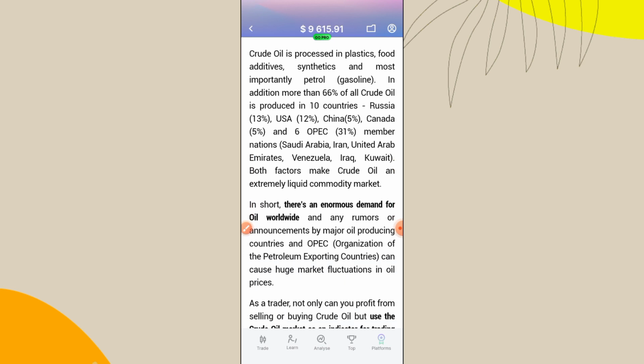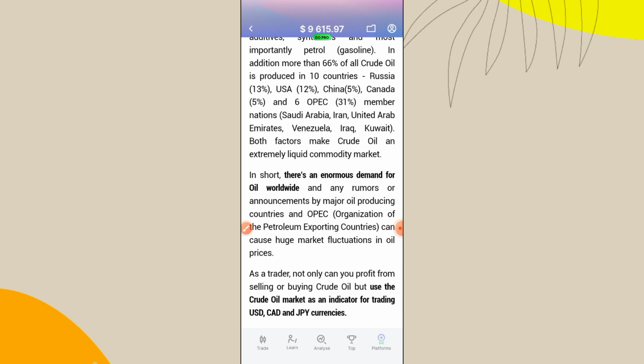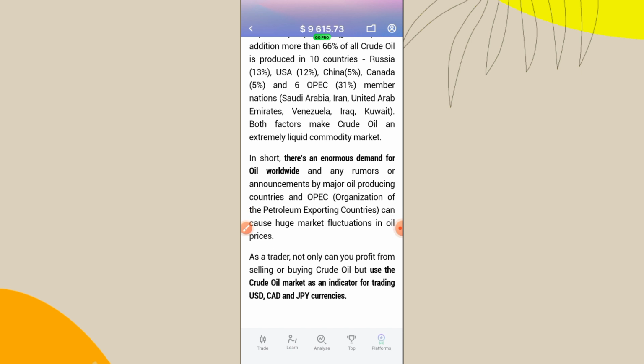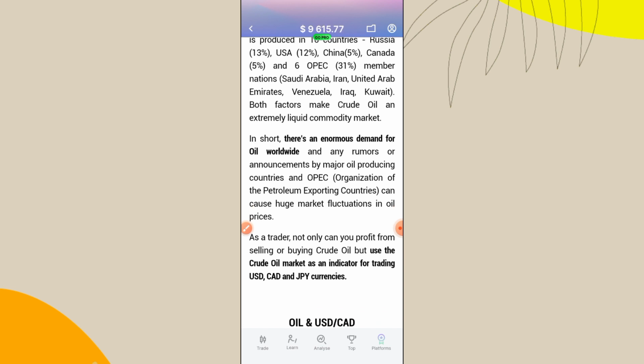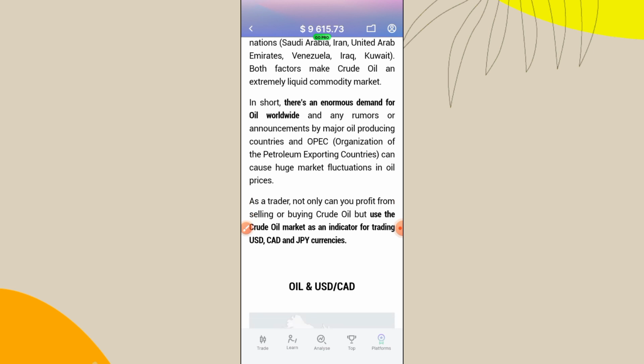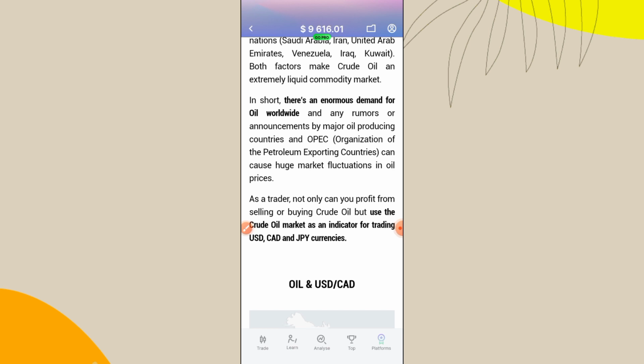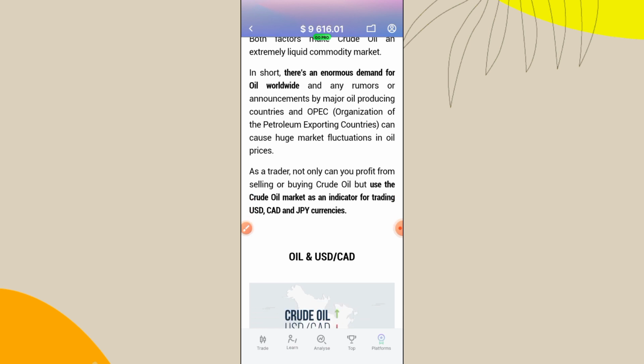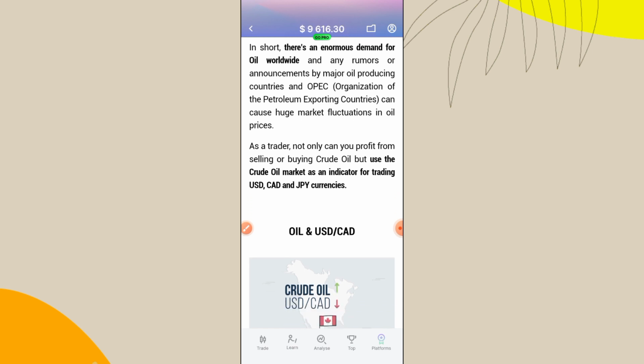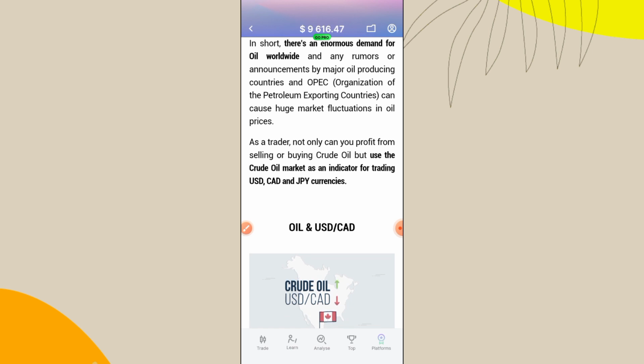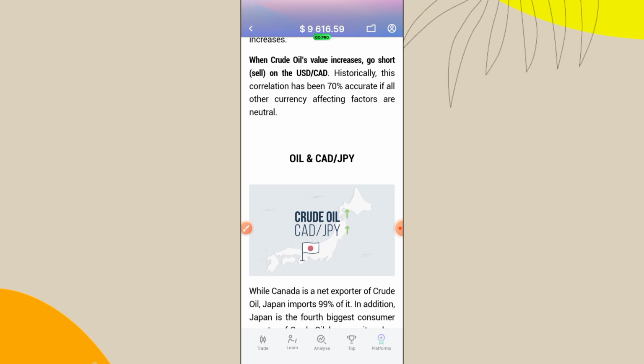In short, there is an enormous demand for oil worldwide, actually even in my country, and any rumors or announcements by major oil producing countries and OPEC, the Organization of the Petroleum Exporting Countries, can cause huge market fluctuations in oil prices. Not only that, as a trader, you can profit from selling or buying crude oil, but also use the crude oil market as an indicator for trading USD, CAD, and JPY currencies. As you can see, we are going to look at all this.